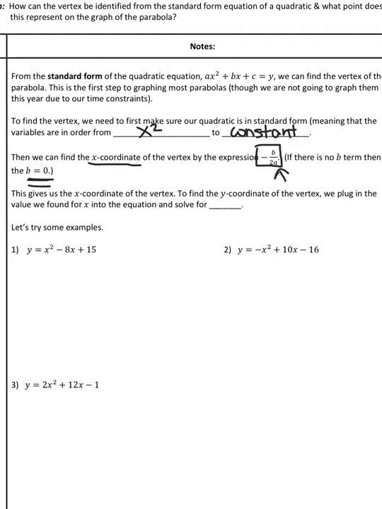All right, so this gives us the x coordinate, right? To find the y coordinate, all we have to do is take that x we found, plug it into the original equation, and then solve for y. So the only part you really have to memorize is the negative b over 2a part. All right, so let's try some examples.